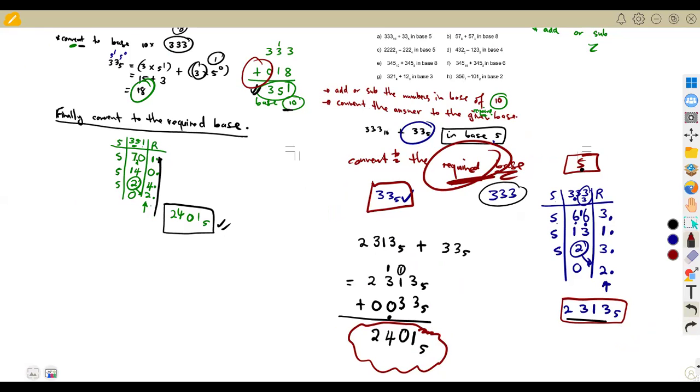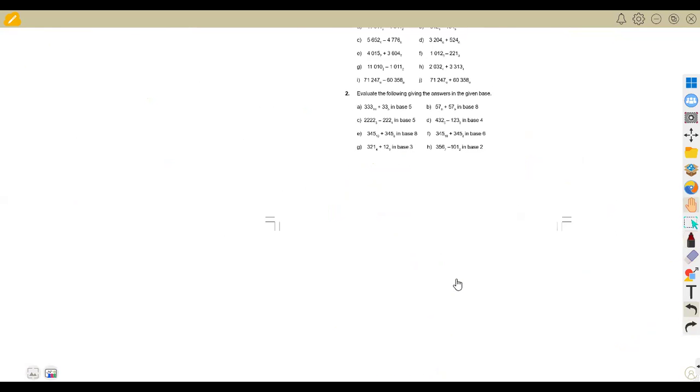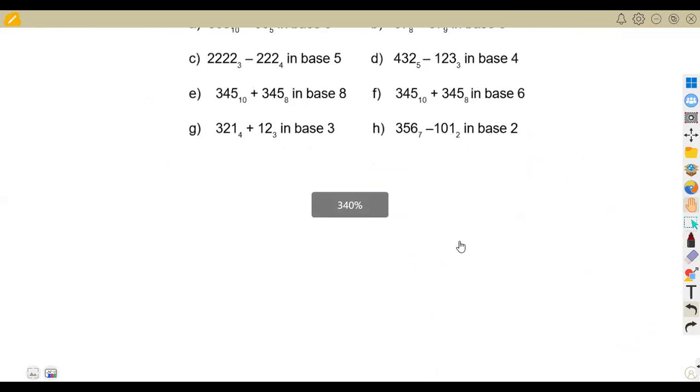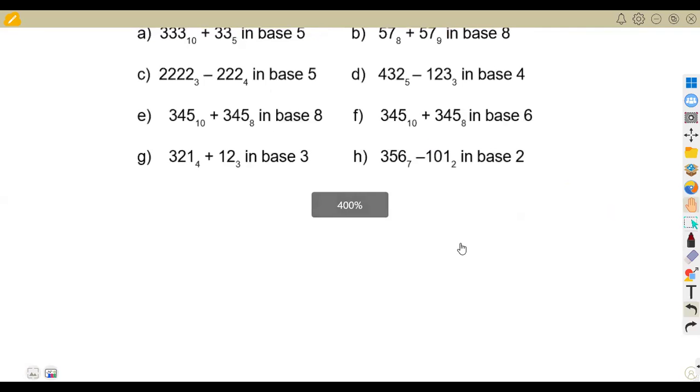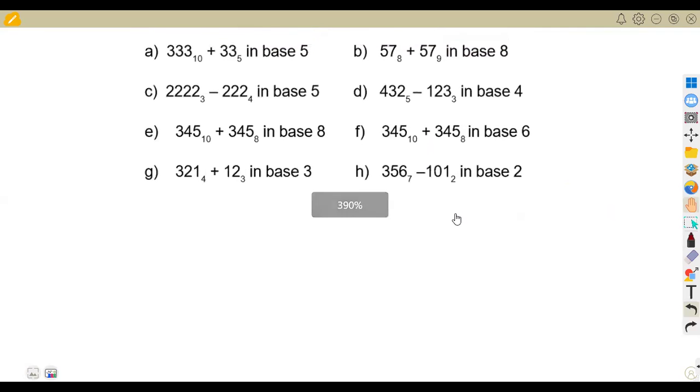So it's up to you. Which method are you going to pick? All right, so we're not going to waste much time. There are so many questions to attempt. I want you to try and work out as many questions.